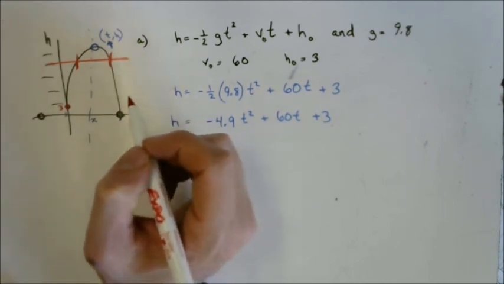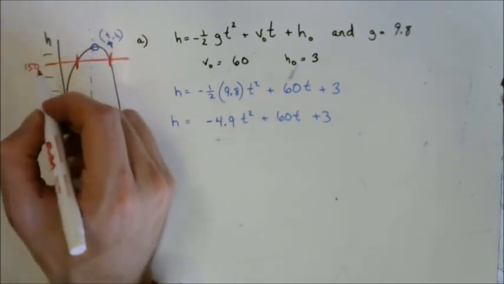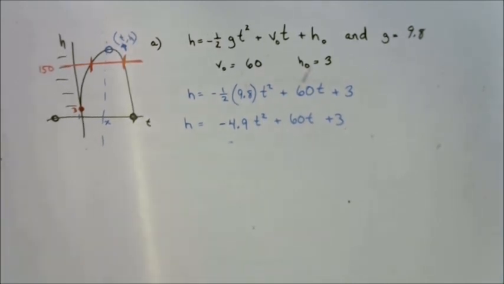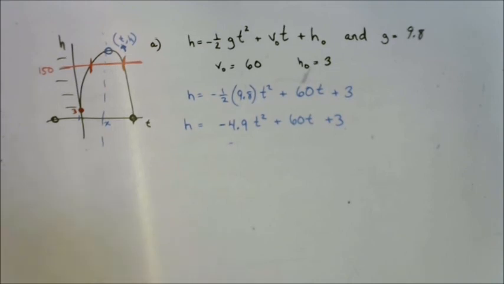Okay, so we want to find out the time interval from here to here. Wait, why? What? Sorry, you drew the line at 150 meters. Could you switch it so you can see the line? Okay. So we're looking at what time interval is it higher than 150 meters?